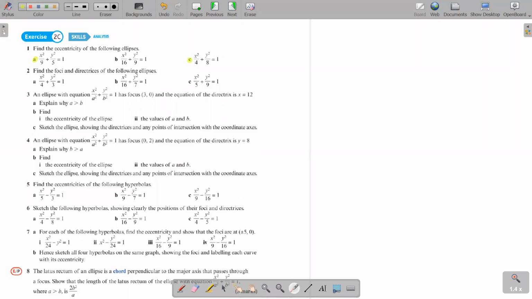So, find the eccentricity of the following ellipses. Part A, x square over 9 plus y square over 5 equals 1. First thing is to check the a square, b square values. Here a square is 9, b square is 5. What do you notice? Is a greater than b or b greater than a? Here a is greater than b, which means the x-axis is the major axis, so for eccentricity we will use b square equals a square (1 minus e square). We have to use the correct equation.